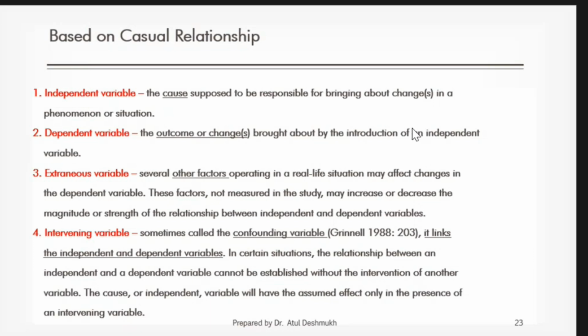Okay, sir. Sir, are these all four variables in cause and effect studies or in correlation studies? Cause and effect and correlation studies are... Correlation means, can you explain correlation, if you have any idea in mind?